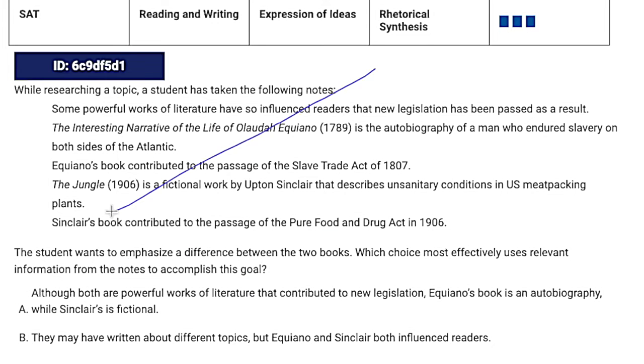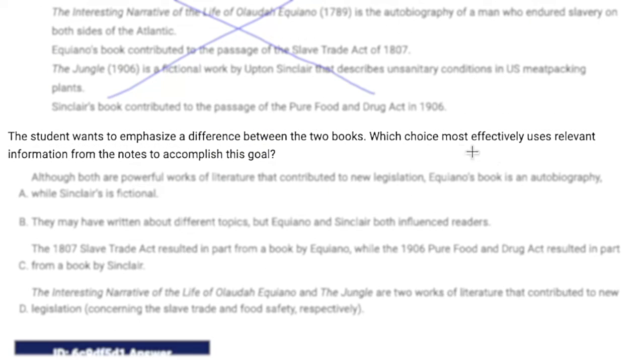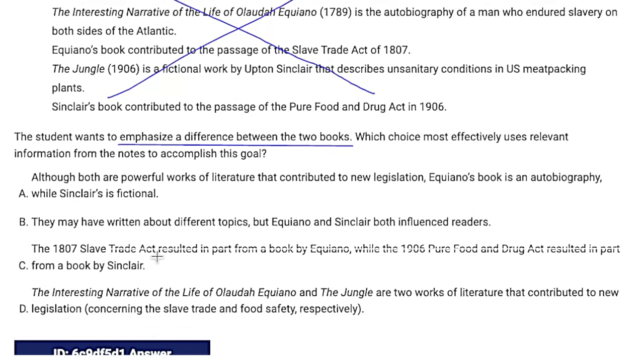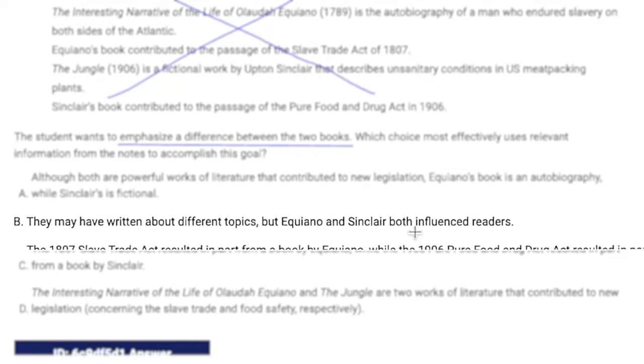Again, we're going to ignore this. What's the goal? Emphasize a difference between the 2 books. Cool. Although both books are powerful works, Equiano's book is an autobiography while Sinclair's is fictional. That does exactly what we want. It emphasizes a difference. They may have written about different topics, but both influence readers. That one is more focusing on a similarity.